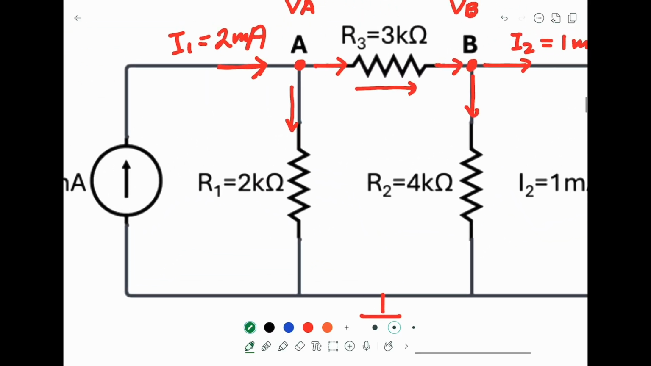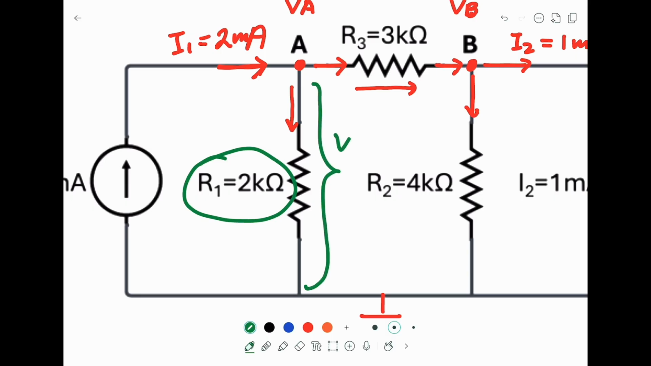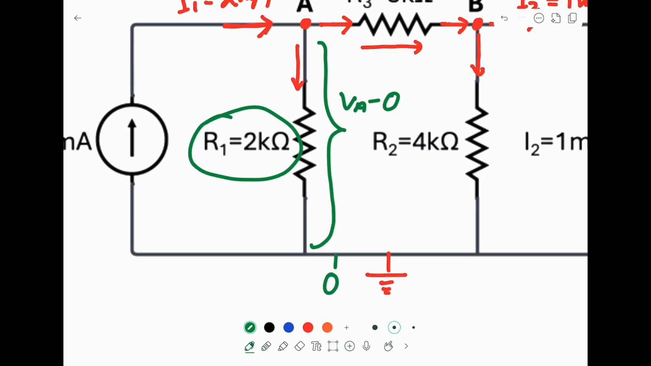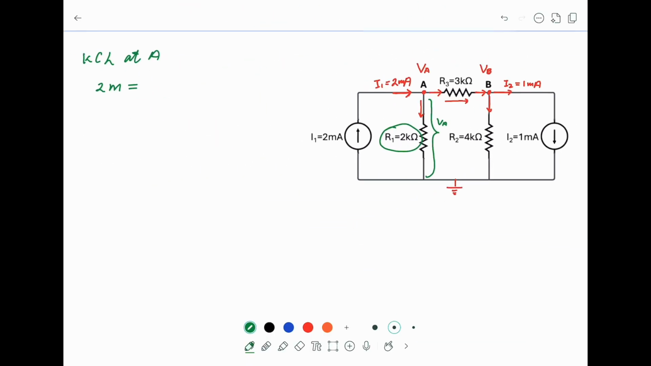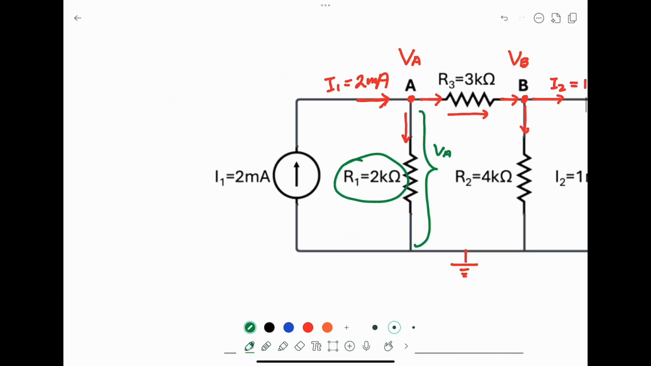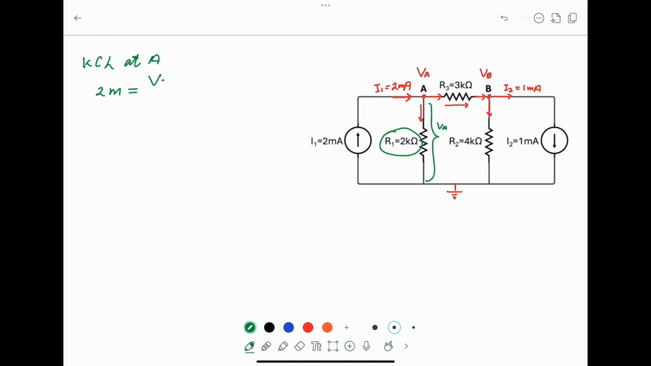The first one is the one passing through R1. Now the potential difference here is VA minus 0, because this is 0 volt. So we can write the current passing through R1 as VA over R1. So the current going out from A, one of the currents, is VA over 2K.